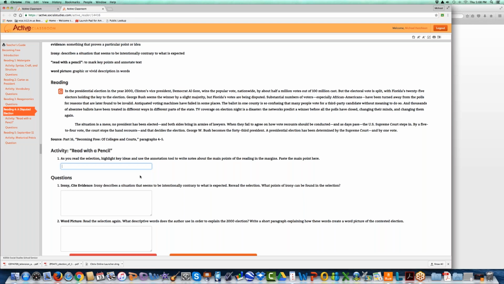If you're using this lesson, you may want to also, and it's mentioned in the answer key, do a quick debate with your students about what the irony is here, because it's not the voters that made the decision of who won Florida, it's actually the United States Supreme Court.